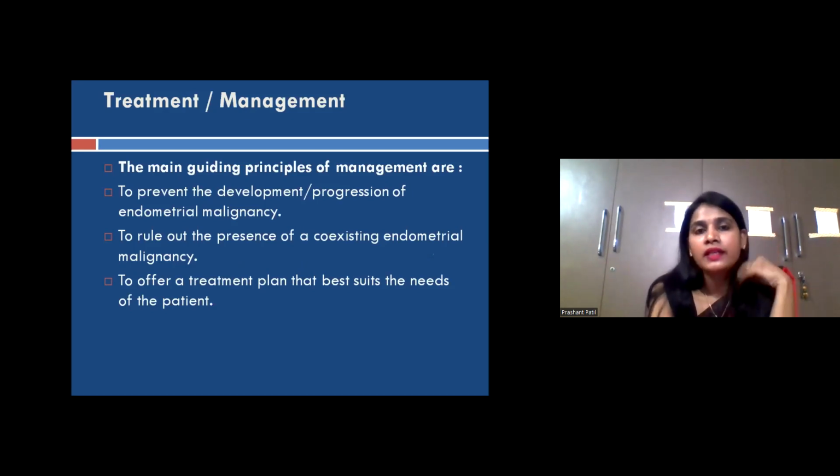The treatment guidelines, what are we actually heading with the treatment? The main principles involved here are, one, since it is a precursor of endometrial malignancy, we need to prevent the progression of endometrial malignancy from a hyperplastic endometrium. That is the first thing. Then we need to rule out whether there is any coexisting malignancy already. And also we need to choose the treatment best suited for that particular patient.